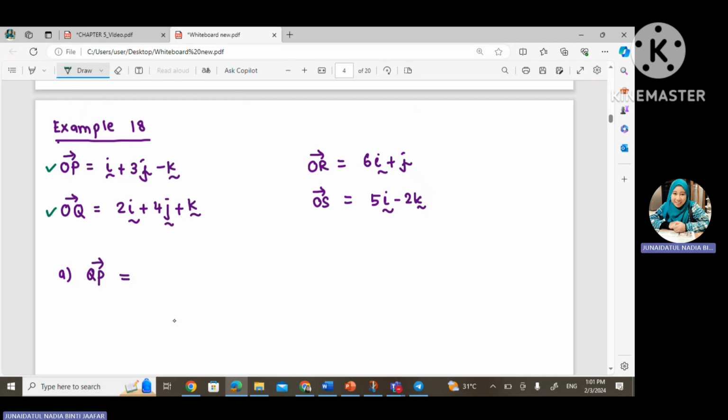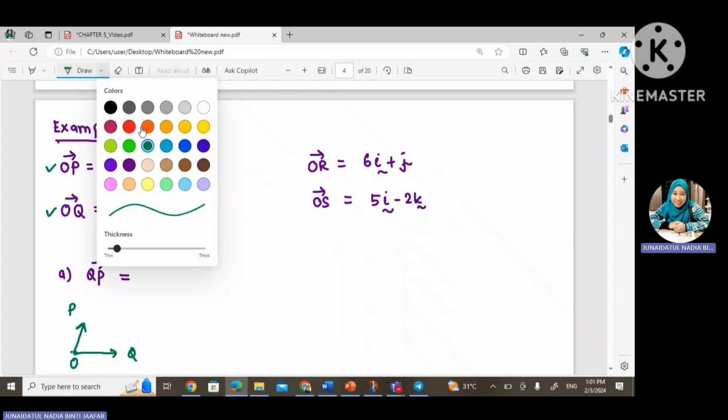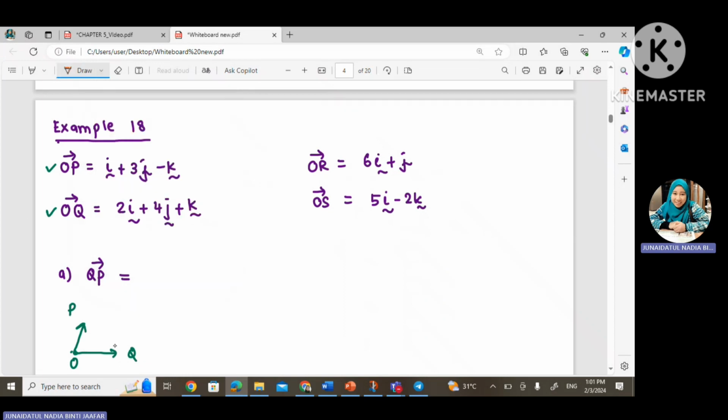Okay, so we have the origin O, vector Q, and another one, vector P. We must find the resultant vector of QP. So we must start from Q to O, so QO, plus OP.